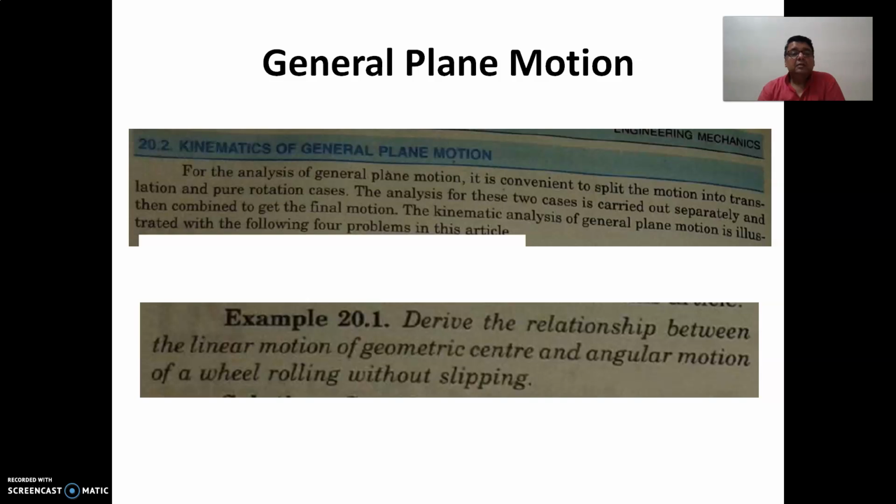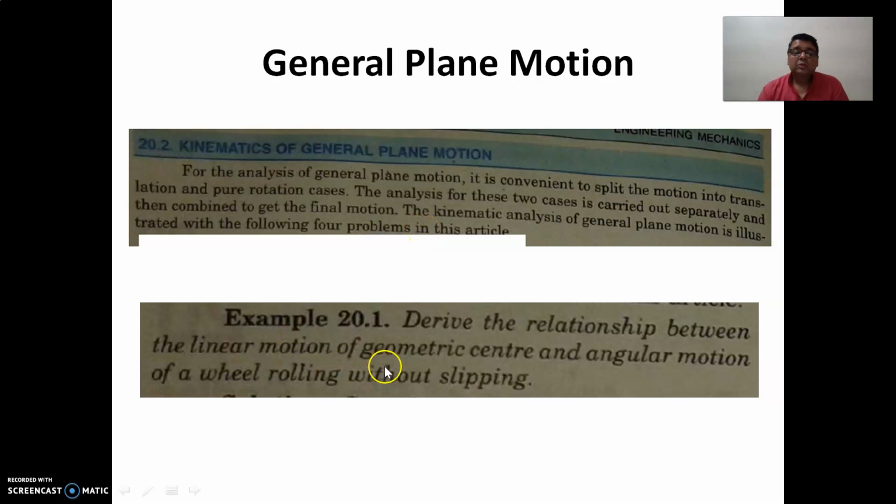Now, the analysis of general plane motion. I already told you earlier, it is convenient to split the motion into translatory and pure rotation cases. That is, the analysis of these two cases is carried out separately and then combined to get the final motion. And the kinematic analysis of general plane motion is illustrated in the following 4 problems in this article.